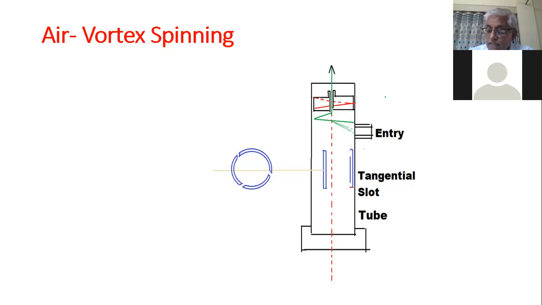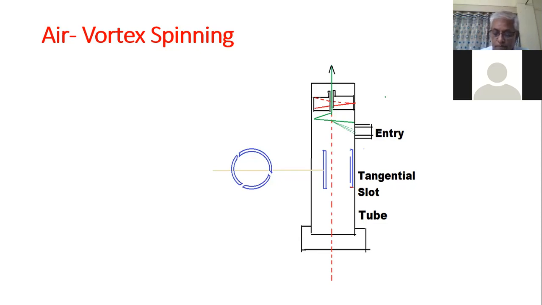What are the advantages? That no rapidly rotating parts. It is very simple machine. And the biggest disadvantage of this machine is that cotton cannot be spun due to variation in length, and fiber length is less. So that's why we will have very less strength and twist variation also. So this kind of yarn will not be useful for us.